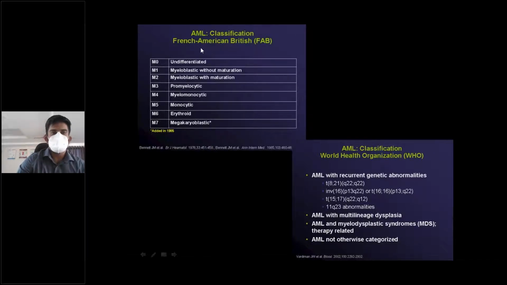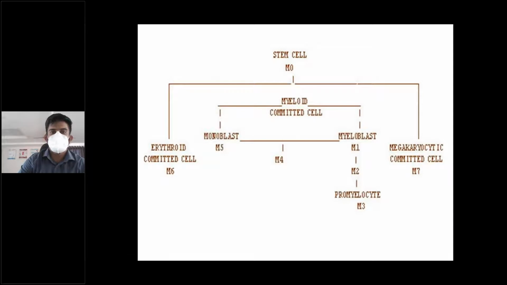AML is also classified by the French-American-British classification. This is the older one, and this is the newer one, which is the WHO classification. This is the one that we have learned in pathology, and M0 is undifferentiated. So that means it is a direct problem with the stem cell. I'll just go to the next slide where you can see here M0. You can see the stem cell, so the stem cell is involved here.